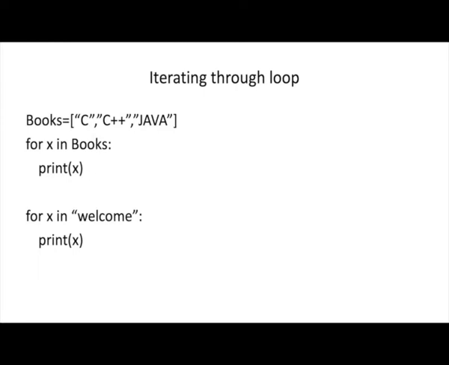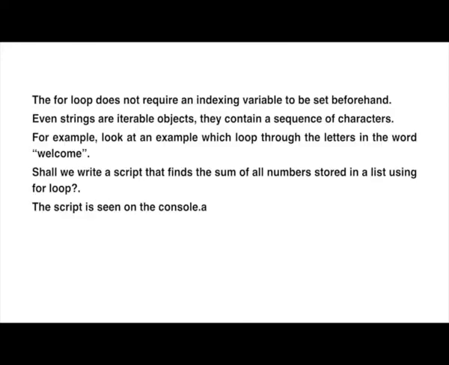Then another example: instead of having a list, the sequence could be a string, because a string is a sequence of characters. Here, for x in welcome, x refers to every character in the string welcome. We are printing each character in the string welcome. The for loop does not require an indexing variable to be set beforehand. Even strings are iterable objects. They contain a sequence of characters. For example, look at the example in which we loop through the letters in the word welcome.